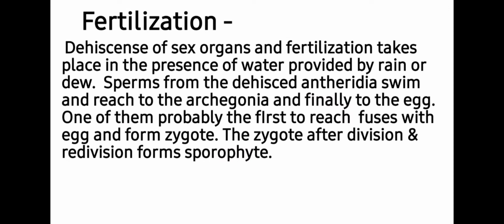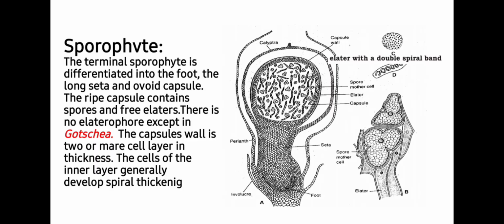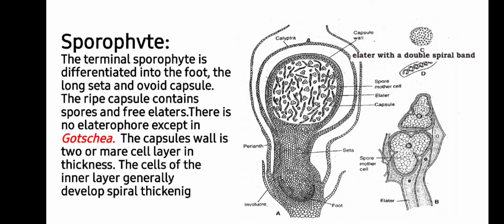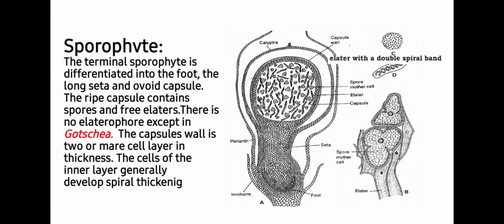Next is fertilization. Dehiscence of the sex organs and fertilization take place in the presence of water, that is provided by the rain or the dewdrops. Sperms from the dehisced antheridia swim and reach the archegonia and finally the egg. One of them, probably the first to reach, fuses with the egg and forms zygote. Zygote after division and redivision forms the sporophyte. So you can see here the structure of mature sporophyte.